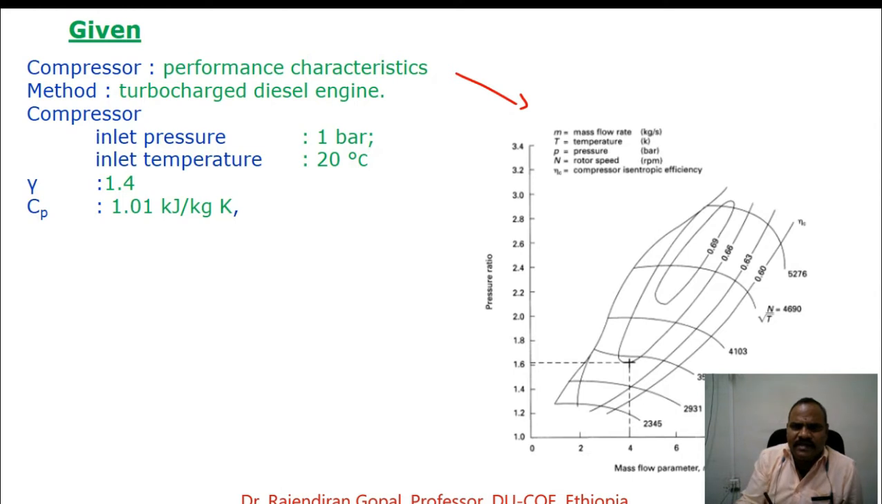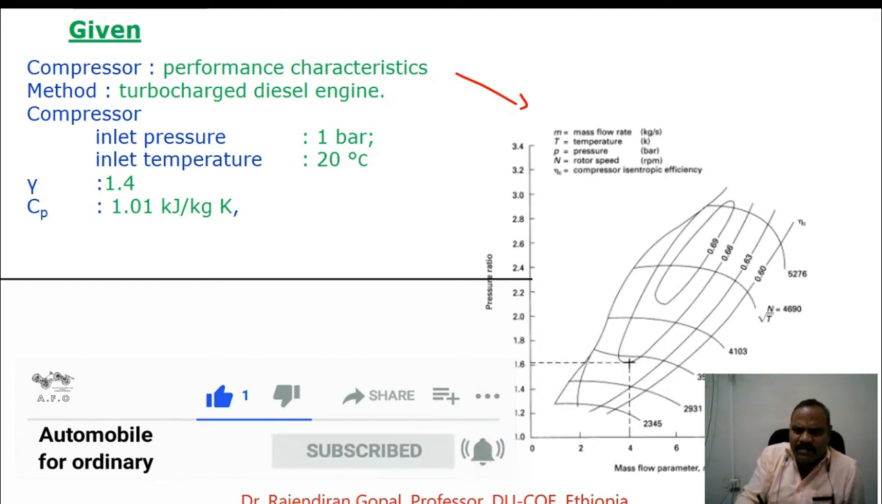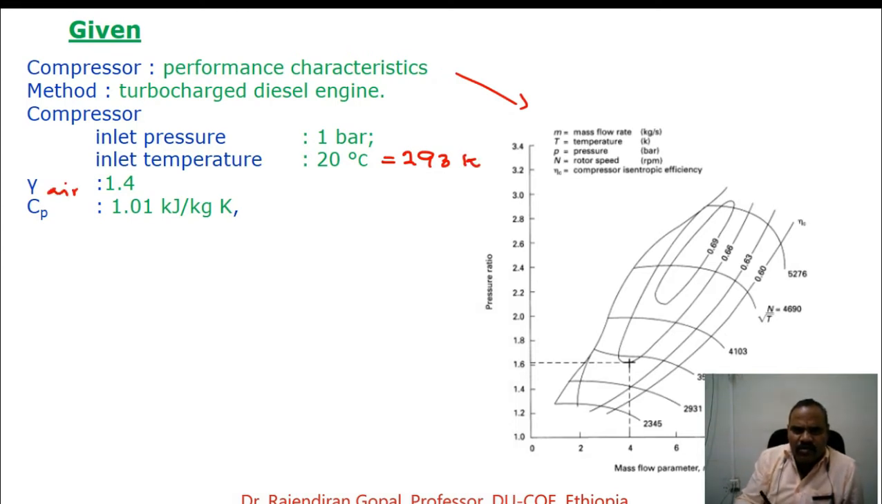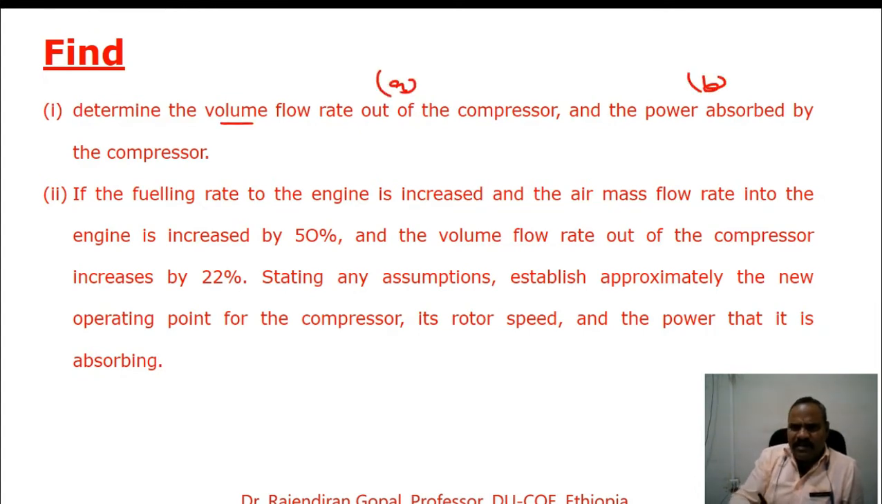The system is a turbocharged diesel engine. The compressor inlet pressure is 1 bar. The inlet temperature is equal to 20 degrees centigrade, that is equal to 293 Kelvin. Then gamma of air is equal to 1.4, Cp of air is equal to 1.01 kilojoule per kg Kelvin. Determine the volume flow rate out of the compressor and the power absorbed by the compressor.